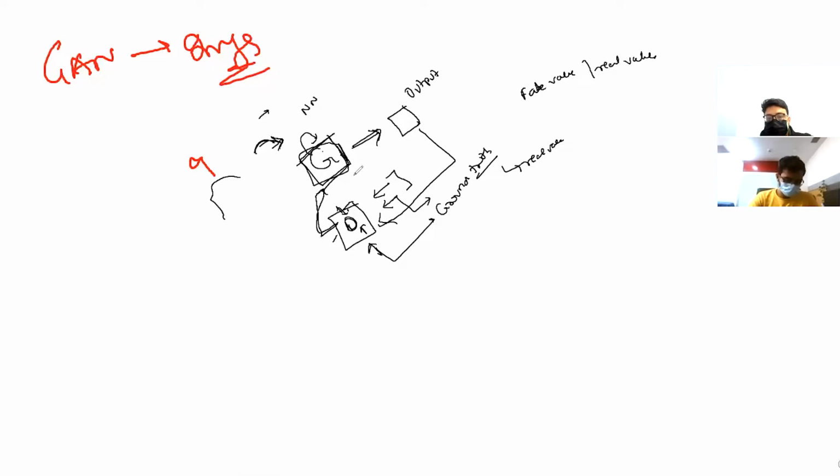So this cycle goes on until our discriminator is unable to differentiate between the fake value and the real value. After that, our generator gets trained so well that from random noise it will be able to produce a direct output.